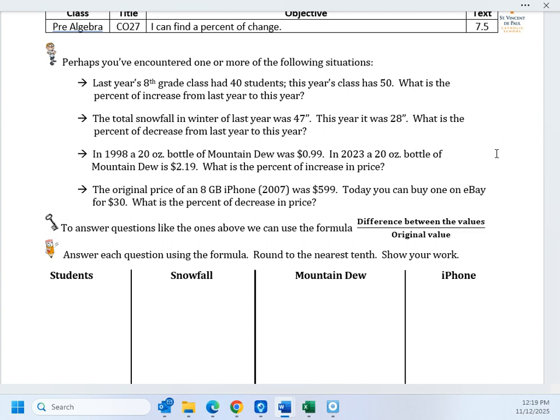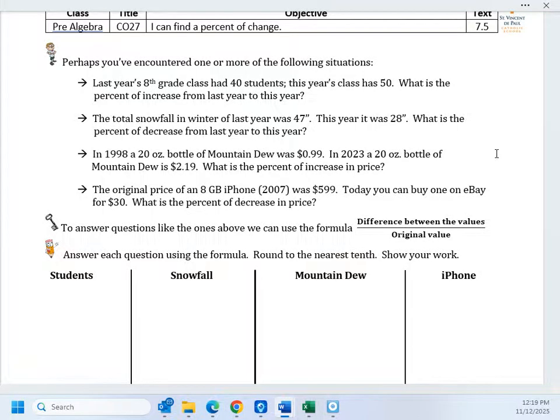Or maybe in 1998, a 20-ounce bottle of Mountain Dew was only 99 cents. In 2023, a 20-ounce bottle of Mountain Dew was $2.19. What is the percent of increase in the price? Because everything keeps increasing, but what's the percentage that it increased?